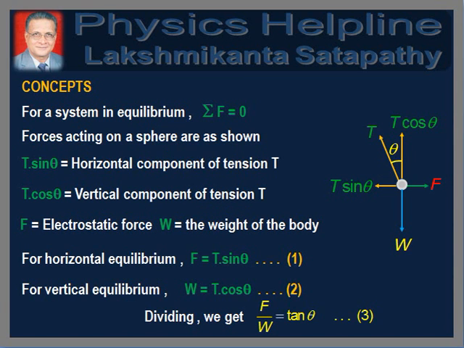Before proceeding to solve the problem, let us recall the related concepts. For a system in equilibrium, the net force acting on it is zero. In the figure, T is the tension in the string which is resolved into horizontal and vertical components T sin theta and T cos theta. F is the electrostatic force and W is the weight of the body. For horizontal equilibrium, we have F is equal to T sin theta, and for vertical equilibrium, we have W is equal to T cos theta. This gives F by W is equal to tan theta.